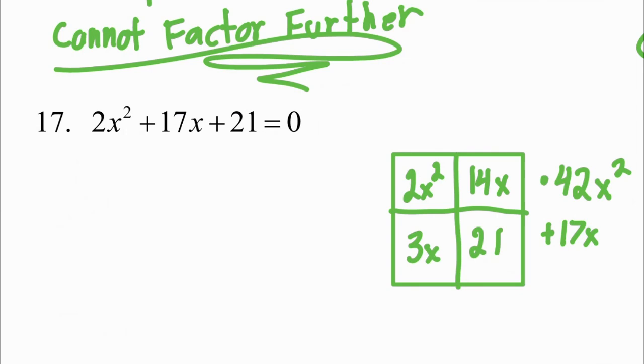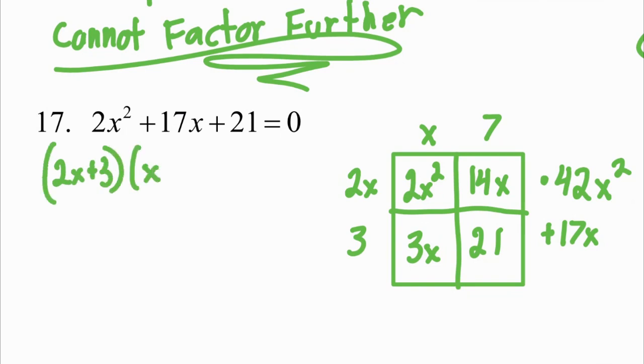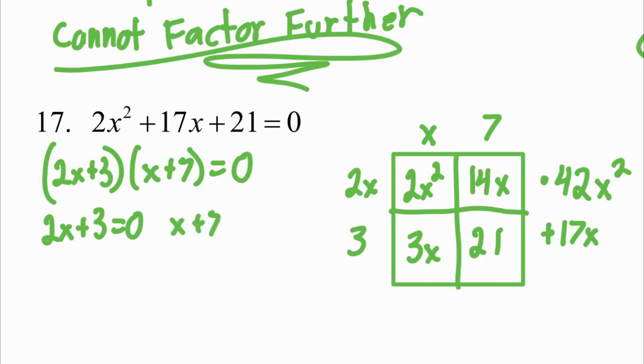So out of the first column, I can take out an x. Out of the second, I can take out 7. Out of the first row, I can take out a 2x. And out of the second row, I can take out a 3. So we have 2x plus 3 and x plus 7 equals 0. And then we'll set each of these equal to 0 and solve. So our two answers are negative 3/2 and negative 7.